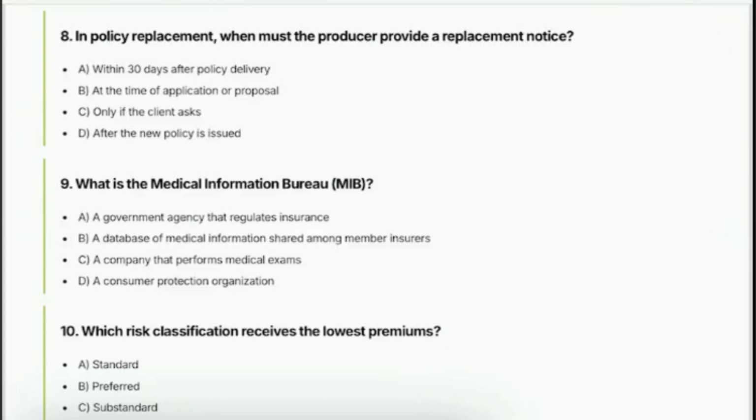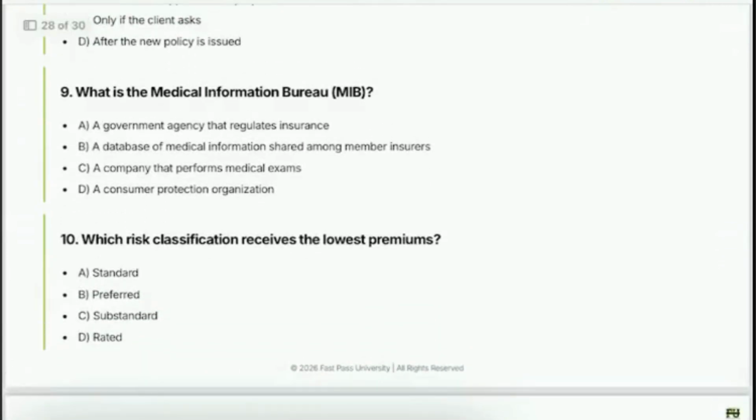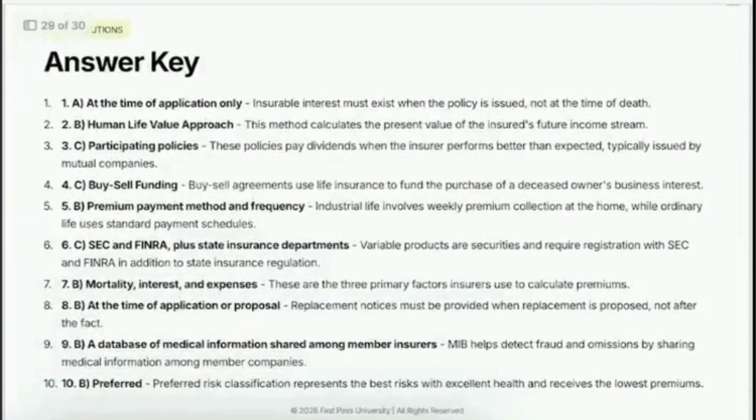Number 9, what is the Medical Information Bureau, MIB? A, a government agency that regulates insurance, B, a database of medical information shared among member insurers, C, a company that performs medical exams, or D, a consumer protection organization. And number 10, which risk classification receives the lowest premiums? Standard, preferred, substandard, or rated? All right, let's see how you did.